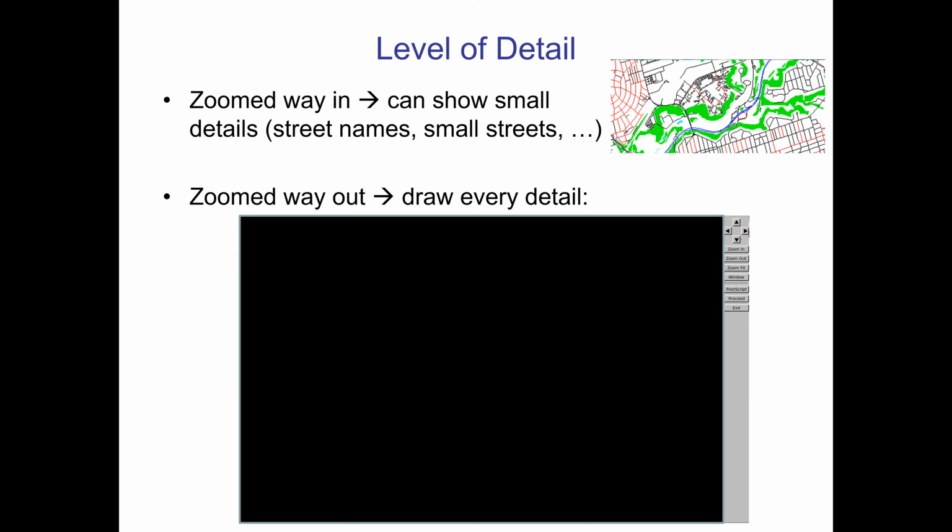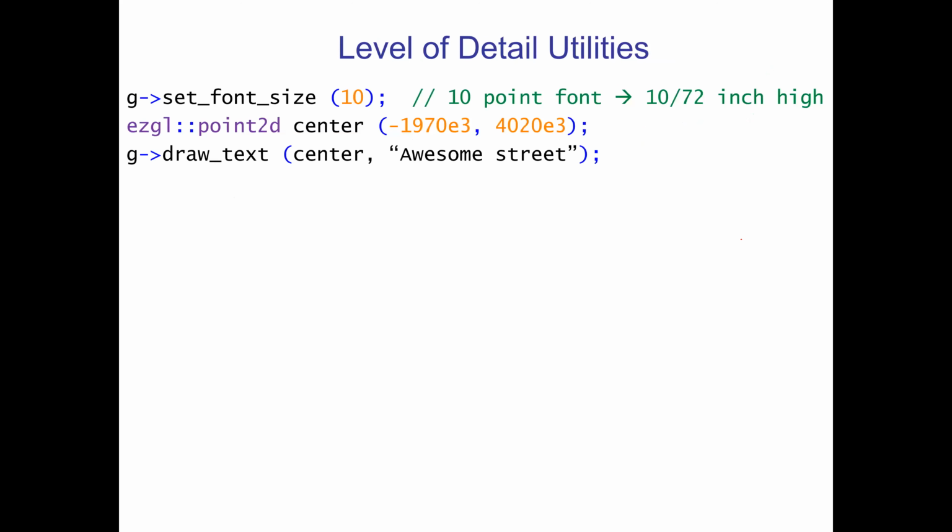And it's also going to be slow. So you just drew a huge amount of stuff, most of which is invisible or annoying. So you have to do some level of detail modeling. And we give you some utilities to make this easier. So let's take text. When you want to draw text, you can choose the font size, among other things, but font size is going to be a major one.